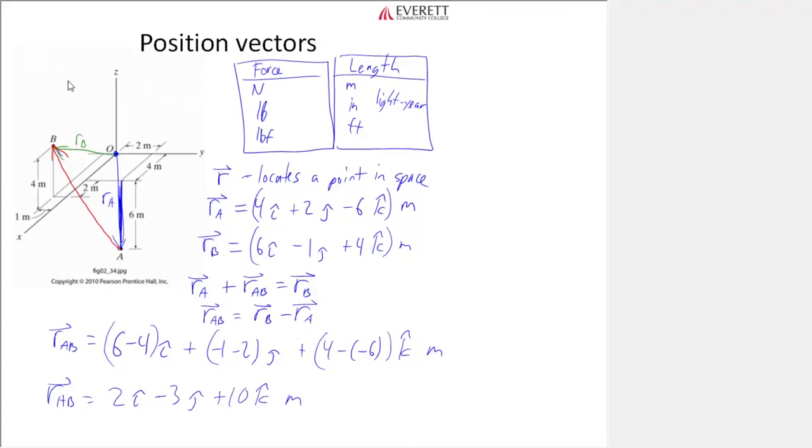We go 2. You can picture going out this way in the x direction, 2. How do I know it's 2? Because we started at 4, and then we moved an extra 2. How far do I go in the y direction?